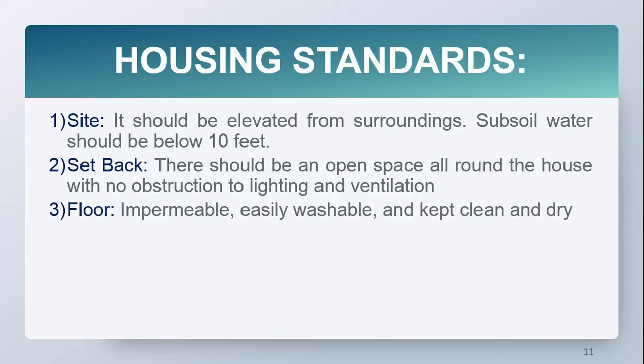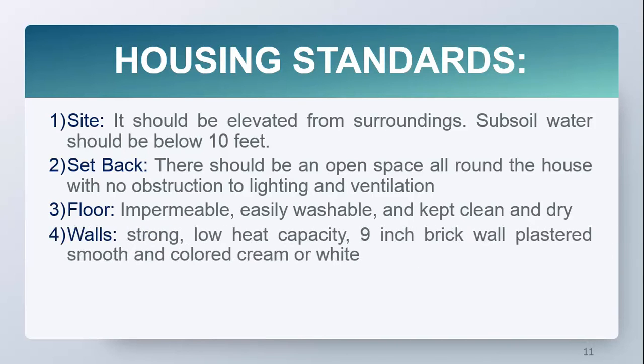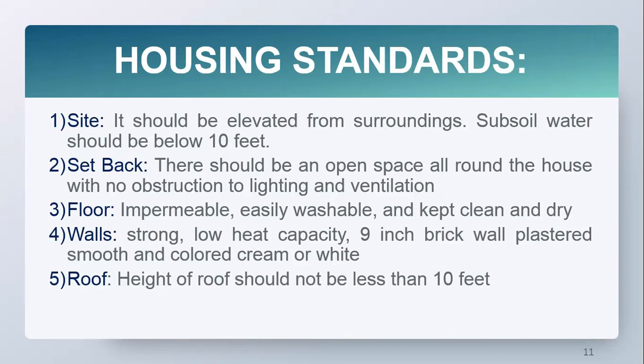Third is the floor. The floor should be impermeable, easily washable, and kept clean and dry. The walls should be strong with low heat capacity. 9-inch brick wall plastered smooth and colored cream or white should be constructed. The roof, height of the roof should not be less than 10 feet. So height of the roof of a house should be at least 10 feet.